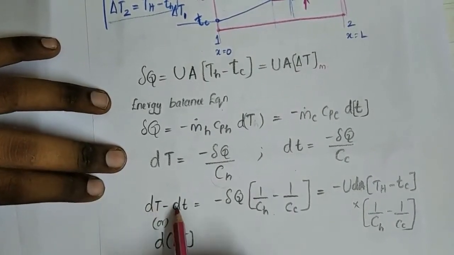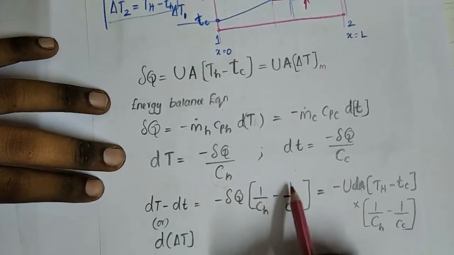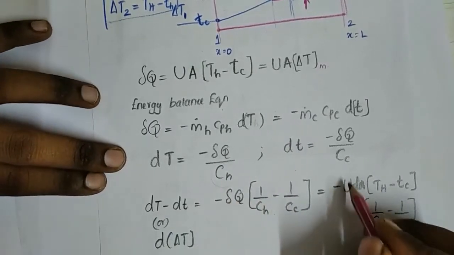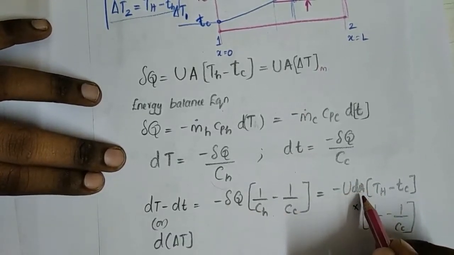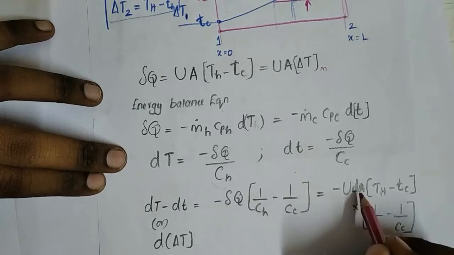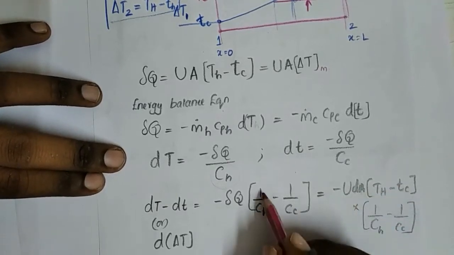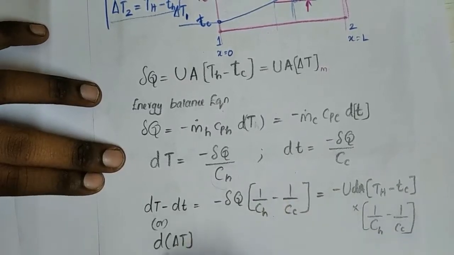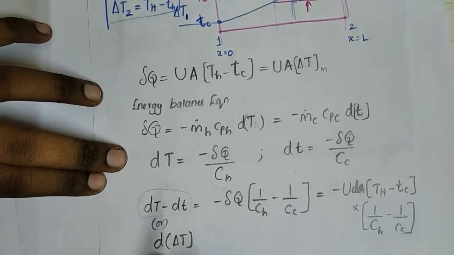The differential of capital T minus the differential of small t, we can write as minus del Q into 1 by Ch minus 1 by Cc, which is equal to U into dA. That means here the only variable is area: minus U into area into capital Th minus small tc into 1 by Ch minus 1 by Cc. Here we can write this term as d delta T, capital delta T.